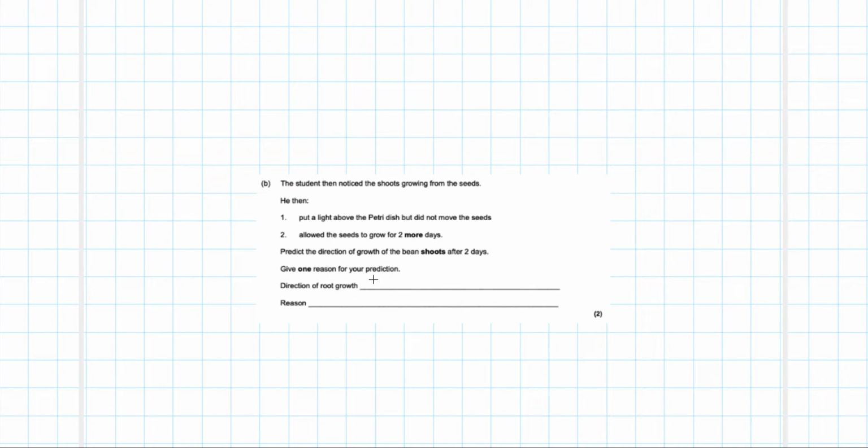Question 2, the student then noticed shoots growing from the seeds. He then put a light above the petri dish but did not move the seeds, and allowed the seeds to grow for 2 more days. Predict the direction of the bean shoots after 2 days. So the direction of the bean shoots, they should grow upwards. And the reason why is they're heading towards the light.